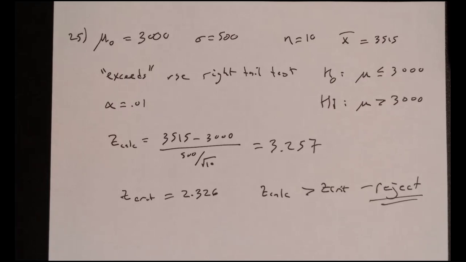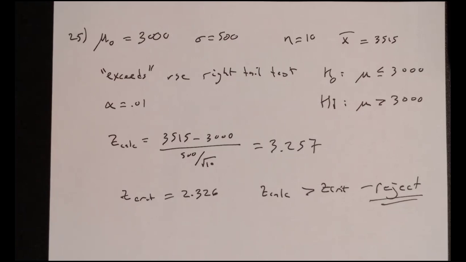If I've rejected my null, this one's out, this one's in. The new light bulbs do have a higher mean lifetime than 3,000 hours. I don't know how much larger. I haven't done extensive enough testing, only tested 10 bulbs, to tell you what I think the new average should be, but it was not random chance that it happened to be so much bigger than 3,000 this time.